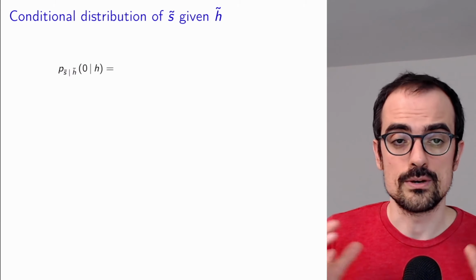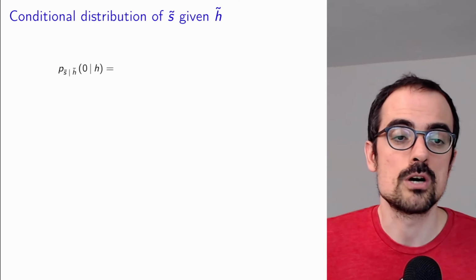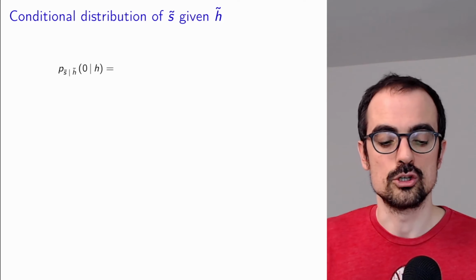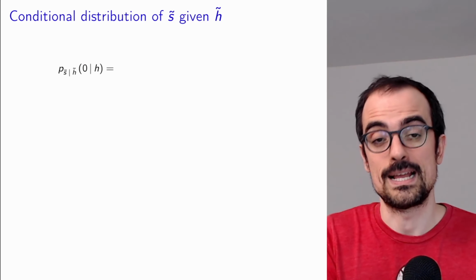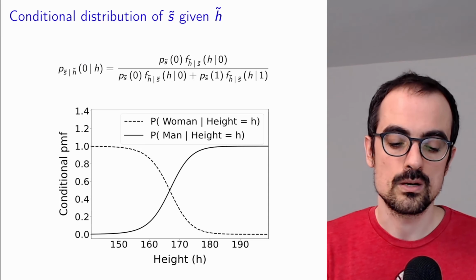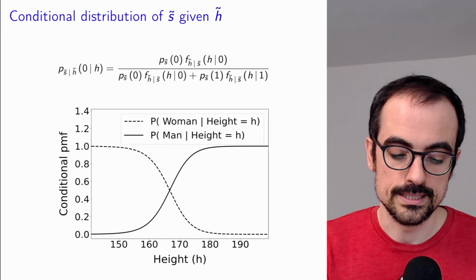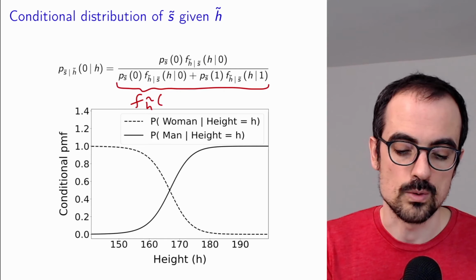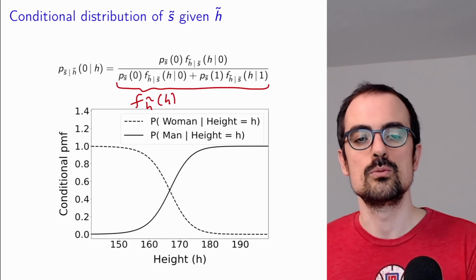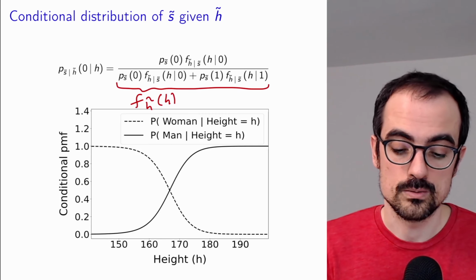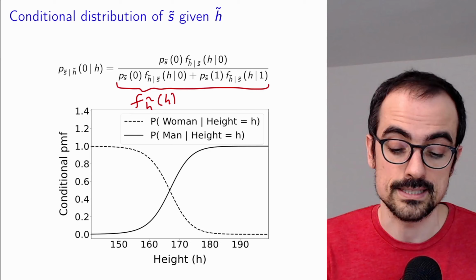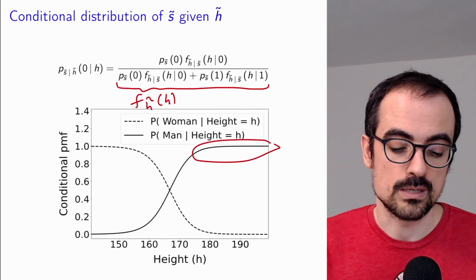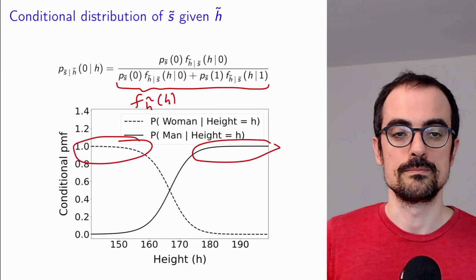It's often useful when you have fitted these mixture models to derive the conditional distribution of the discrete variable given the continuous variable. And the way we can do this is by applying the chain rule. And here, when we apply the chain rule, notice that this is equal to f of h. If you're wondering why this follows from the chain rule, we get very reasonable conditional probabilities that tell us that if someone is tall, they're more likely to be a man, and if someone is short, they're more likely to be a woman.